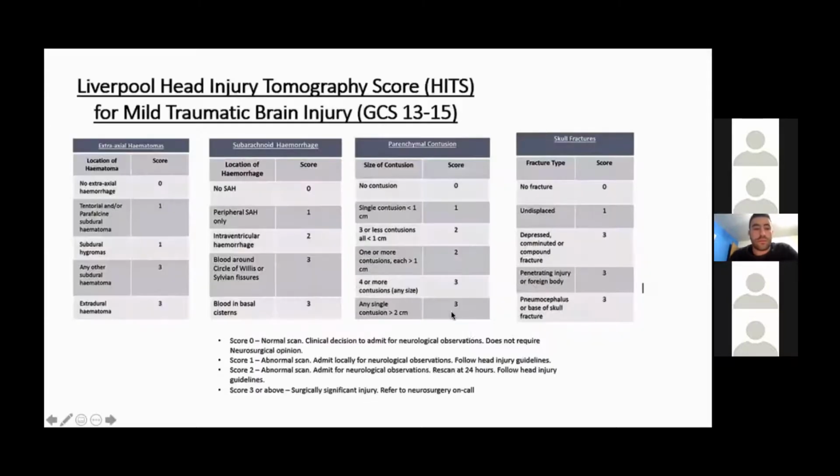So as I'm a Walton trainee, I have to sort of plug some Liverpool research, and this is hot off the press.